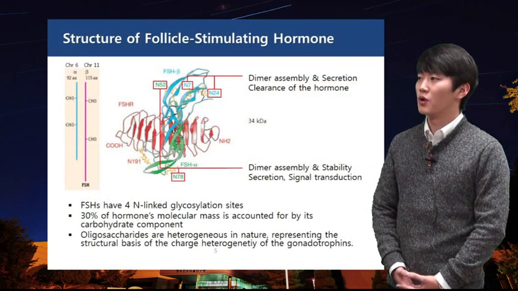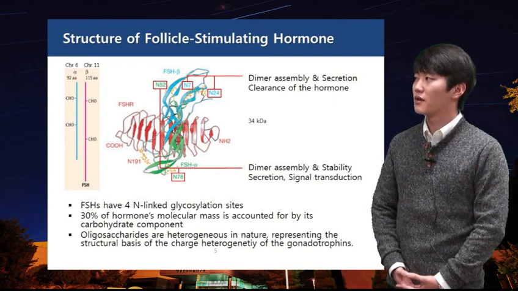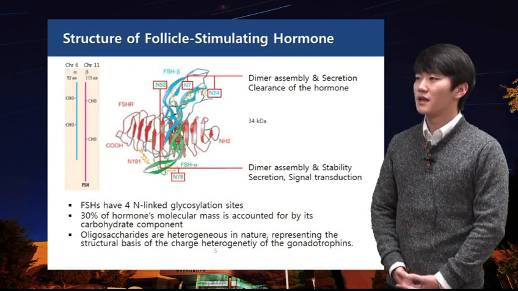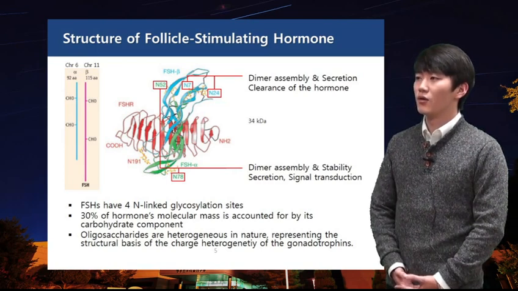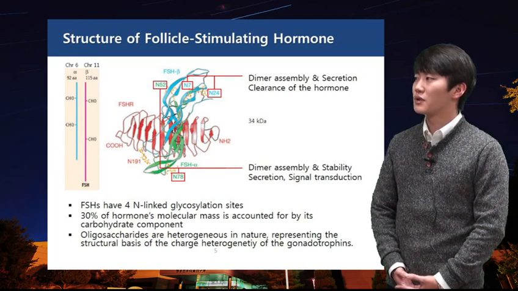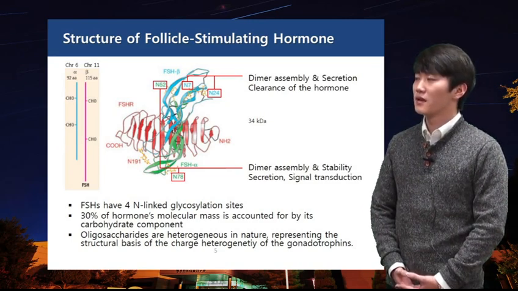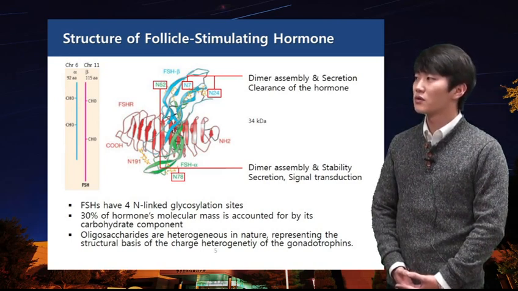First is the molecular structure of FSH. Human FSH displays 4 asparagine-linked glycosylation sites. The oligosaccharide components attached to them play a direct and central role in the biosynthesis, secretion, and potency of the gonadotrophins. The sugar components attached to the alpha subunit play an important role in dimer assembly and stability, as well as hormone secretion and possibly signal transduction.